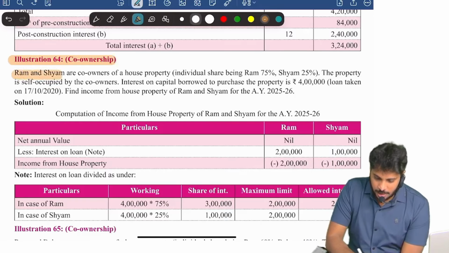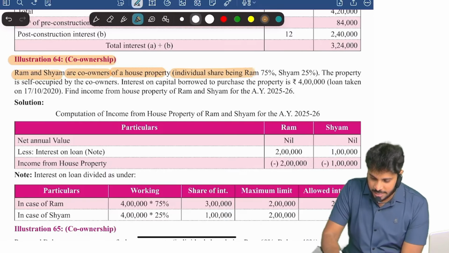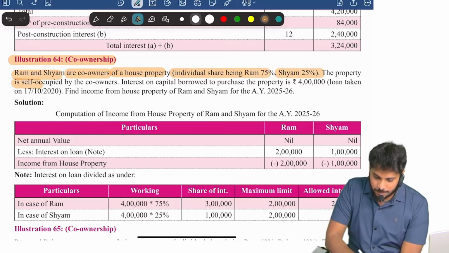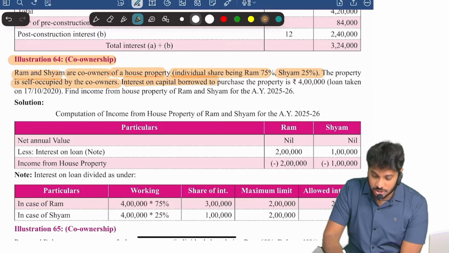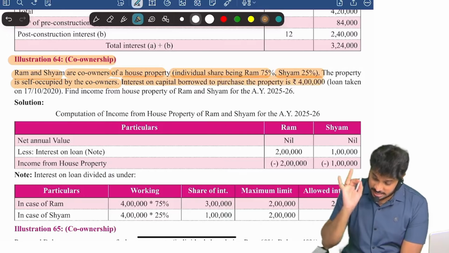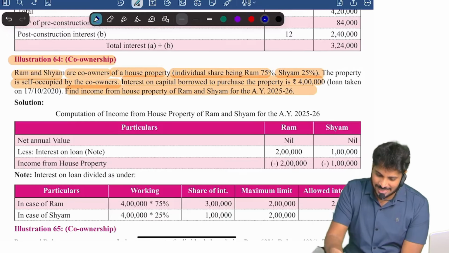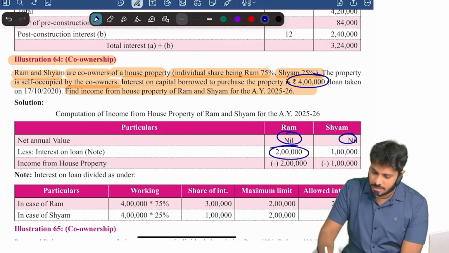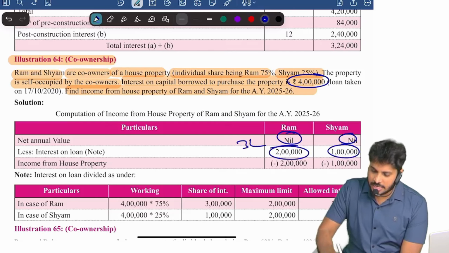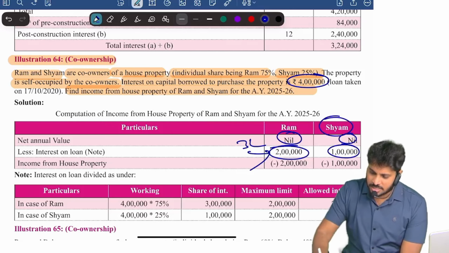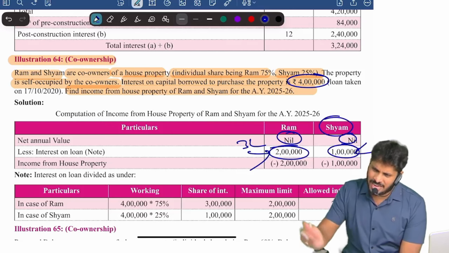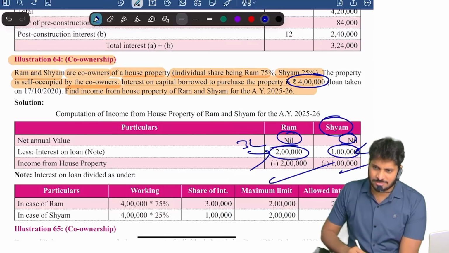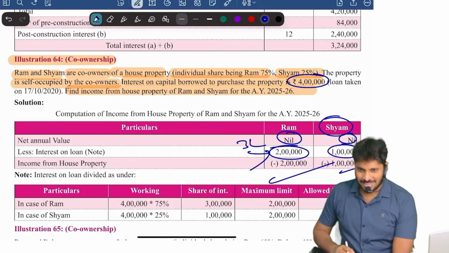64. Okay, Ram and Shyam are co-owners of house property. Individual share, Ram 75%, Shyam 25%. The property is self-occupied by both of them. Interest on capital borrowed was 4 lakh. Find out income from house property, both of them NAV nil. Yes or no? Interest on loan is 4 lakhs, 75% here. So 3 lakh it will come by allocation, but per section 24 the maximum limit is 2 lakh. For Shyam the 1/4 portion will be 1 lakh only. Anyhow within 2 lakhs, no problem, answer over. That's it. Yes or no?